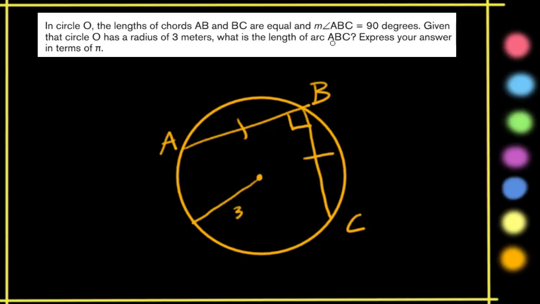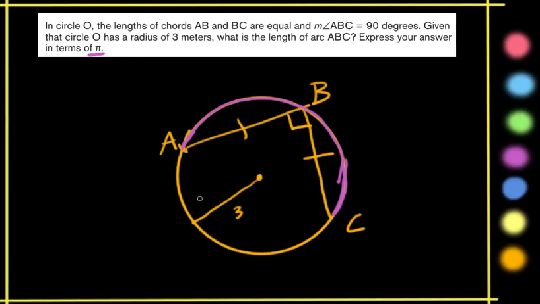What is the length of arc ABC? Okay, so they want to know the length of this arc. Let me draw that in another color. They want to know the length of this arc from A through B all the way around to C. I want to know the length of that arc. And it says express your answer in terms of pi. So there you go. There's that hint that we're probably going to have an answer in terms of pi.